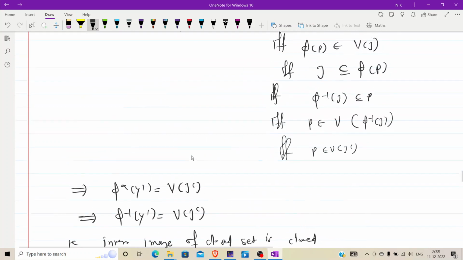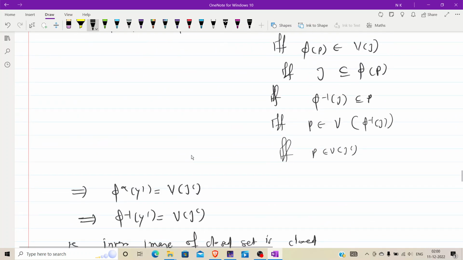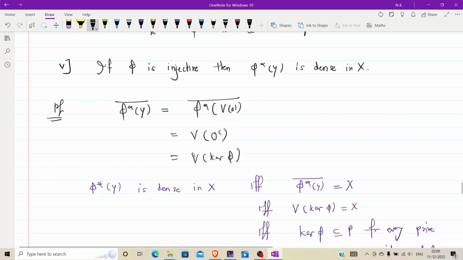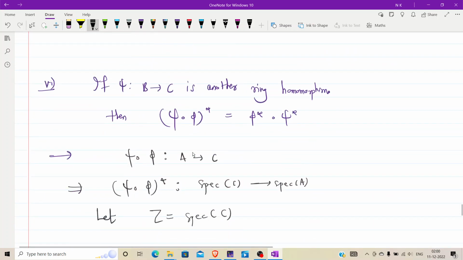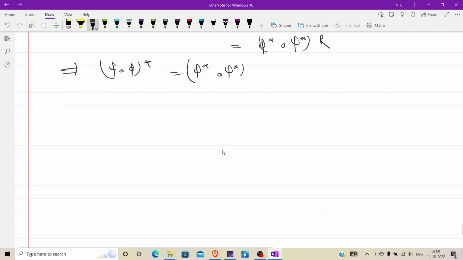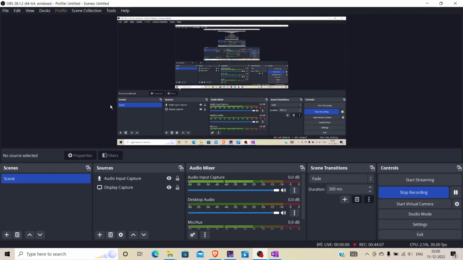We did this by showing that the inverse image of a closed set is a closed set. Then we proved that if phi is injective, then phi star of Y is dense in X. And then we proved that if psi from B to C is another homomorphism, then psi composite phi star is equal to phi star composite psi star. Okay, so with this I stop here in this lecture. Thank you.